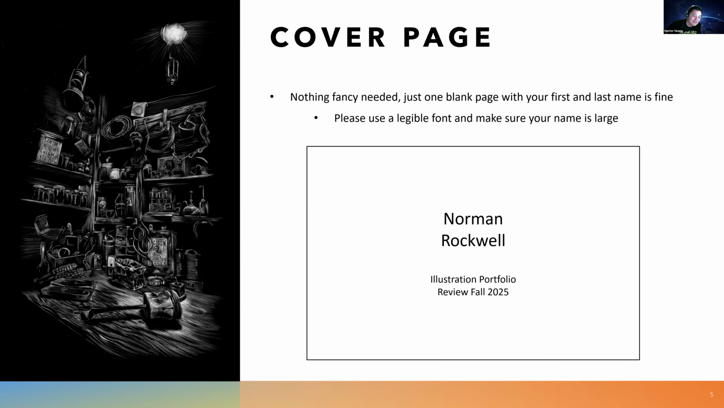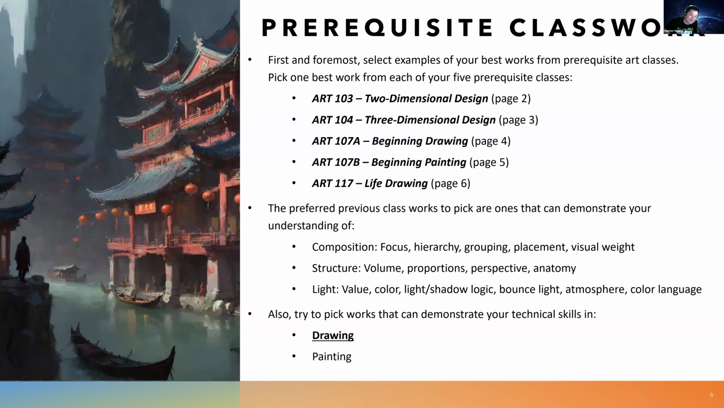He's pretty cool. So for your 5 prerequisite classworks, thanks, Eric, there is one example from each one of your 5 prerequisite classes. So that's Art 103, 104, 107A, 107B, and 117. For these works, we want to see that you have some understanding of composition, structure, and light. By light, we are talking about color and value, right? Light and shadow logic, bounce light, etc.